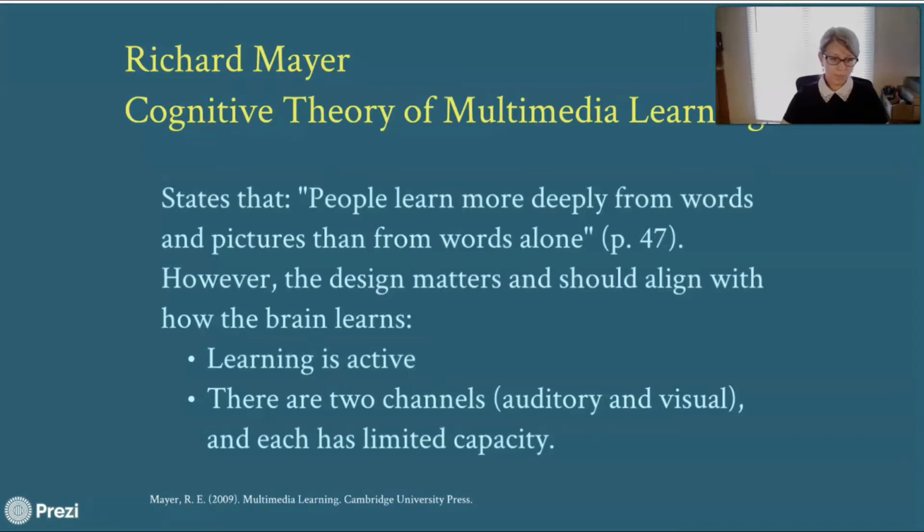He says that people learn more deeply from words and pictures than they do from words alone. And design should align with how the brain learns, meaning learning is active, and it's also auditory and visual, but they have limited capacity. So you want to provide those multiple forms of learning, but without overloading students so they get cognitive overload. I think this is really important in online discussions.